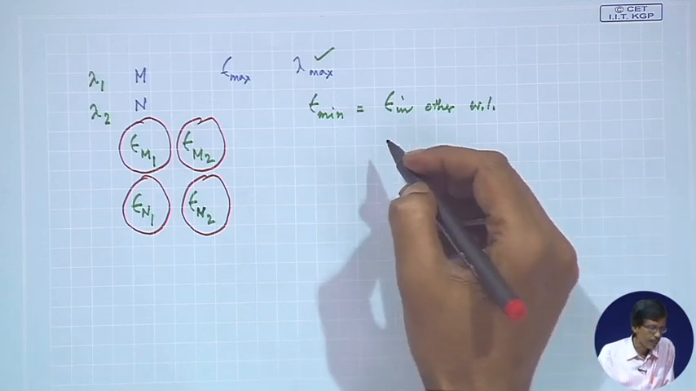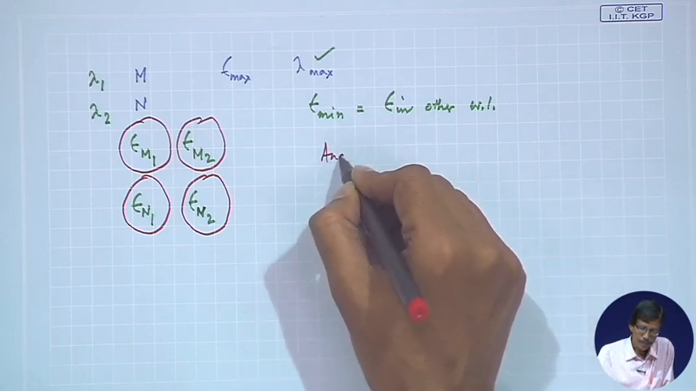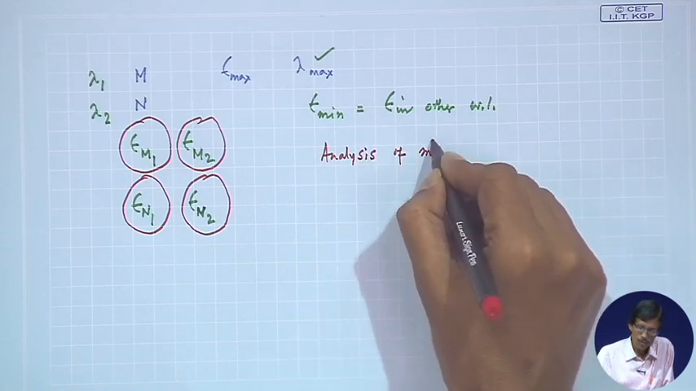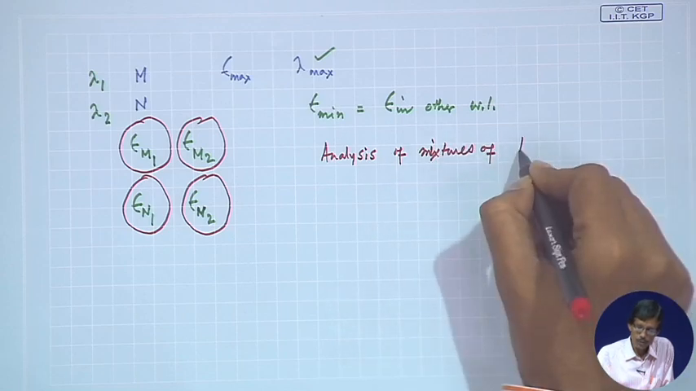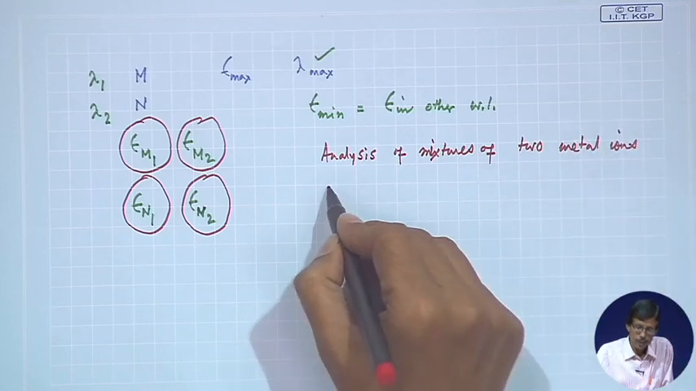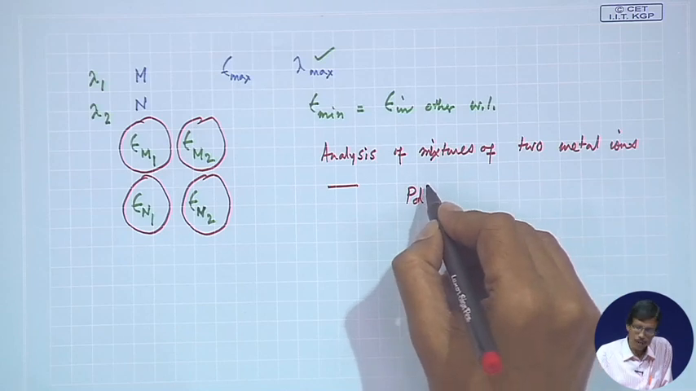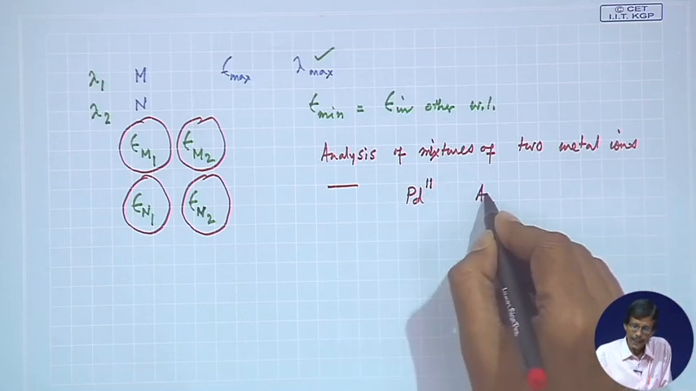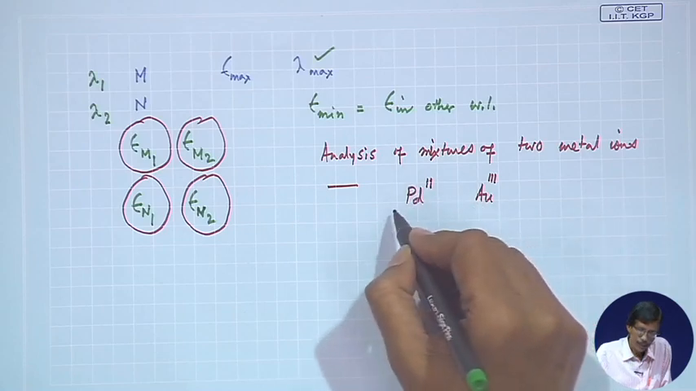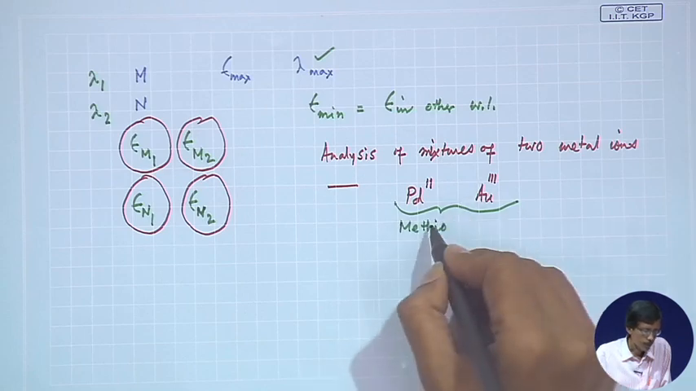One such example we can handle like this: analysis of mixtures of two metal ions. These are quite normal metal ions, one is palladium 2 and another is gold 3. So, we have to choose some reagent for that. The name of this organic molecule is methiomepragine.